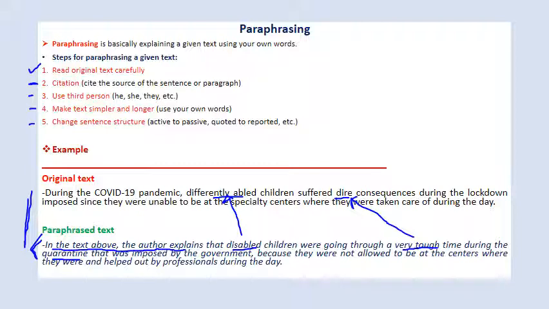Instead of lockdown, I said quarantine, that was imposed by the government because they were not allowed to be at the centers where they were taken care of and helped out by professionals during the day. I explained it. It was longer. I used third-person pronouns. Okay, I made it simpler.